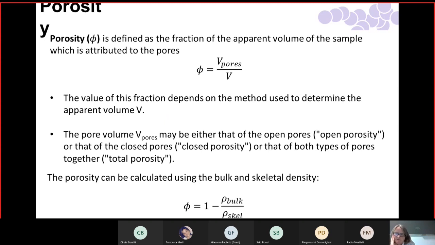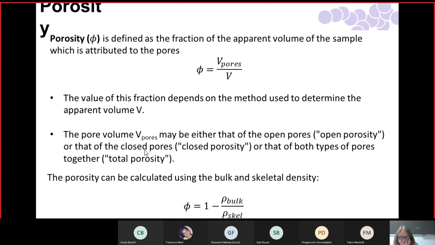So the pore volume is either that of the open pores, so it would be an open porosity, or that of the closed pores, which would be closed porosity, or that of both, which is total porosity, which is usually what we do because we don't necessarily know the closed pores.